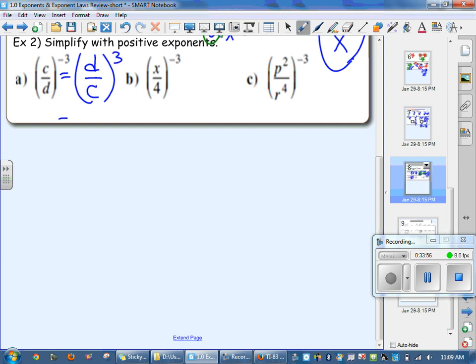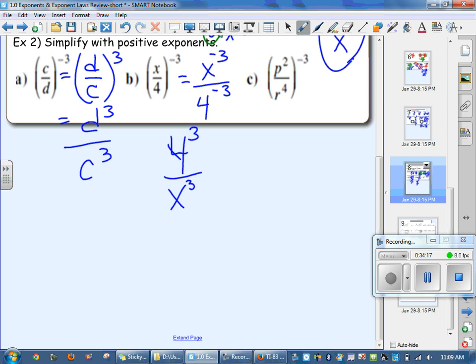This one I'll do the other way. I get x to the negative 3 over 4 to the negative 3. They will flip places. I'm going to get 4 cubed on top of x cubed. Now I solve my 4 cubed to get 64 over x cubed will be my final answer. Yes, it's not a negative because the base is not a negative. If the 4 was a negative, then it would be a negative 64. Okay, so it gets rid of the negative exponent when we actually flip the question.